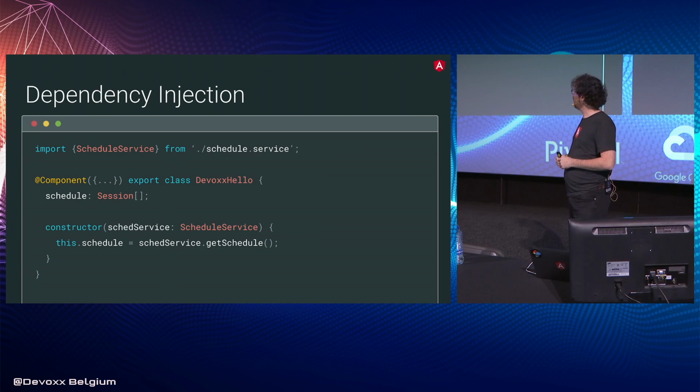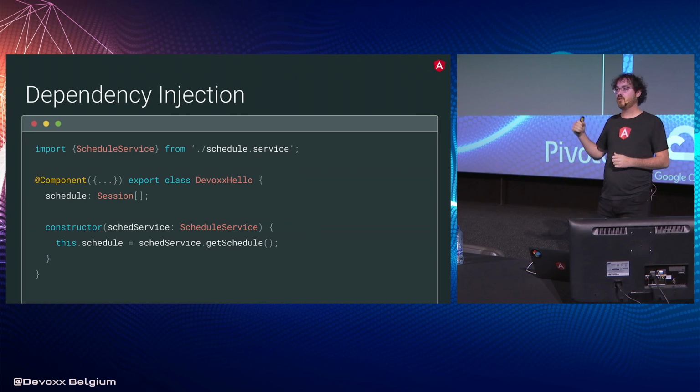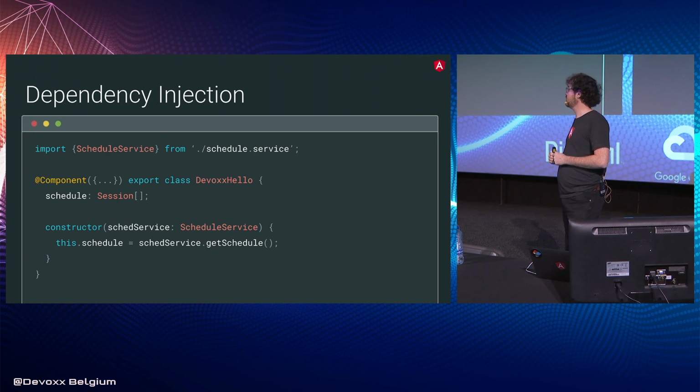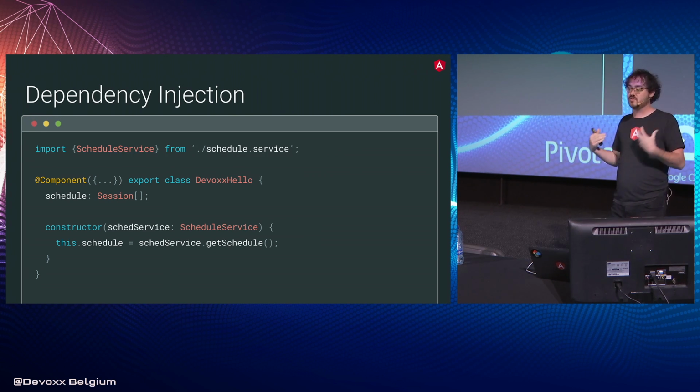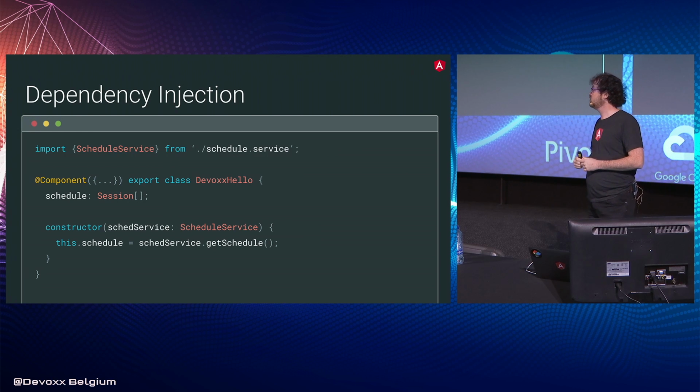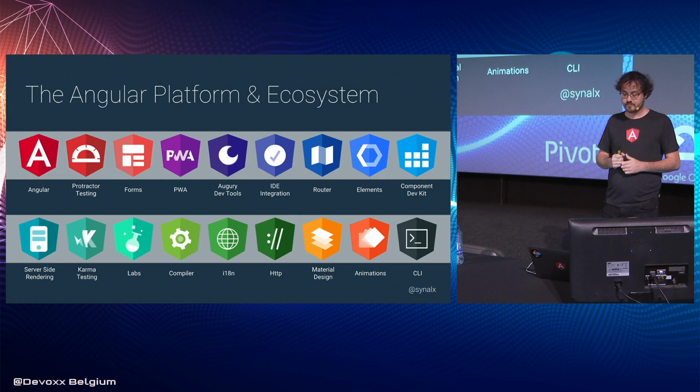So in our original Devoxx hello component, accessing the service is as simple as adding a parameter to the constructor of this class, saying we take this service when we're created. And once it's injected, it can be used to retrieve the current schedule and assign it to this property where it gets pushed out to the view.